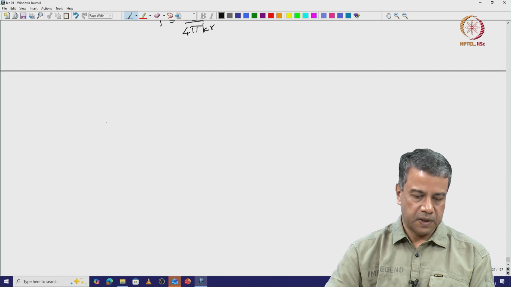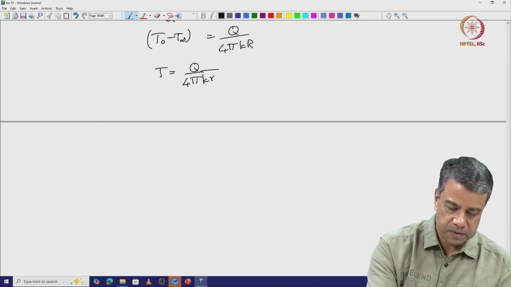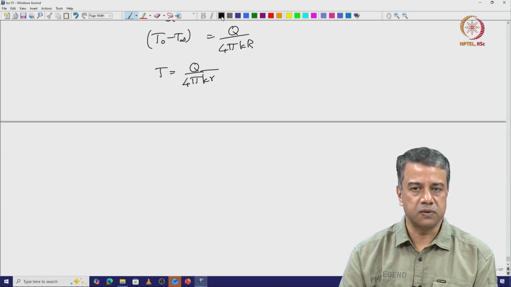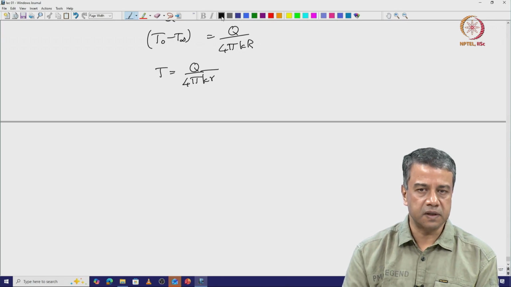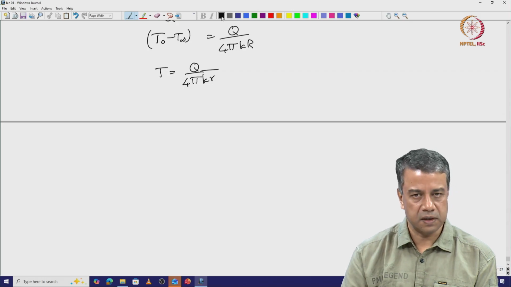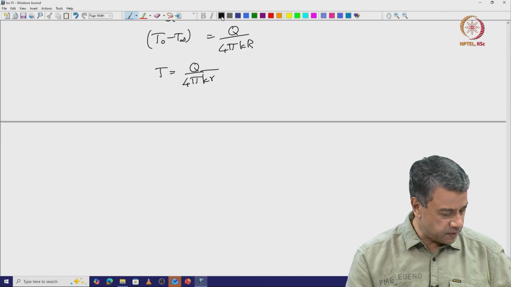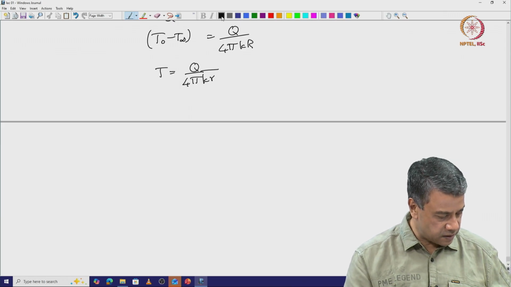Now, this is the steady solution. Outside the sphere, the solution has to go as 1 over r. Inside the sphere, a constant is the steady solution. So, let us go to the transient part. Let us examine the transient part, unsteady conduction in a sphere.